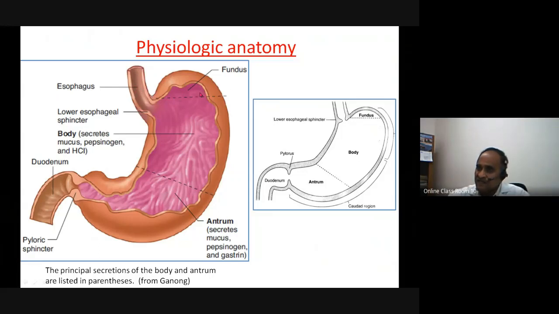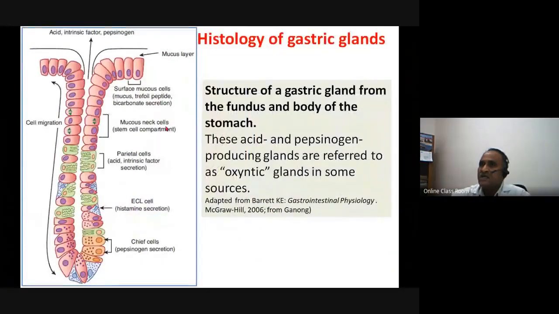Then this fundus, this particular area, forms the area for holding or storage of the food. Then the body secretes acid, pepsin, and the protective mucus. And in the antrum, we have a thick musculature. In addition, it secretes mucus, pepsin, and gastrin. So this is primarily the basic anatomy of the stomach.